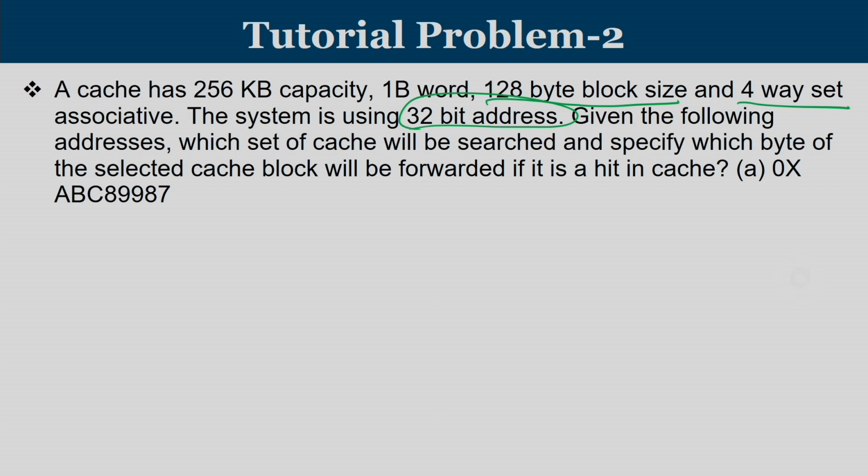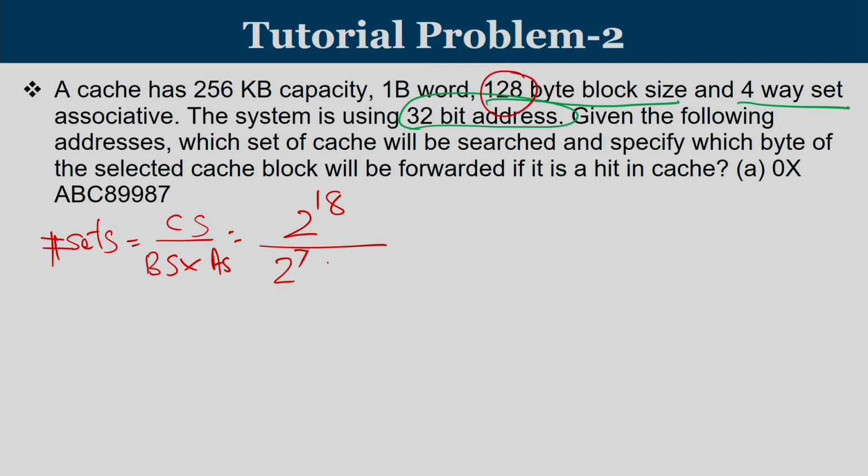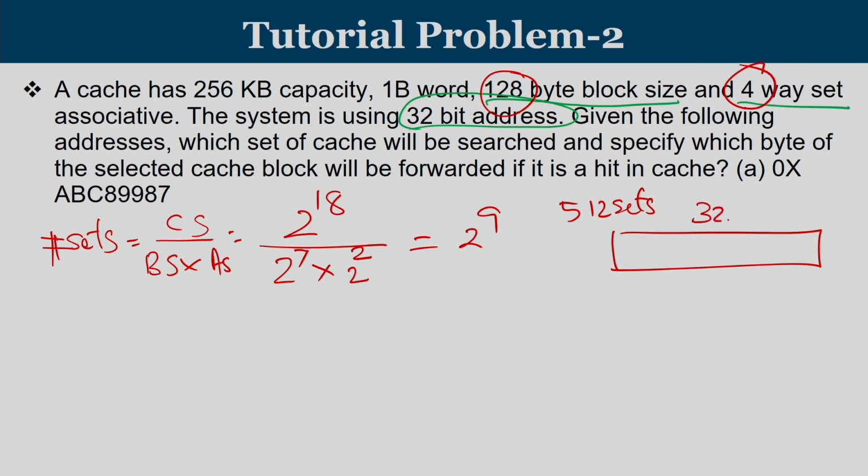Let us first work out the split up of the address. The number of sets can be defined as cache size divided by block size into associativity. Cache size is 256 KB, which is 2 power 18 bytes, and block size is 128 bytes, which is 2 power 7. The associativity is 4 because it is 4-way associative, which is 2 power 2. Then it is 2 power 9, which means I have 512 sets. For the split up of the address, a total of 32 bits are there, out of which the offset is 128 bytes.